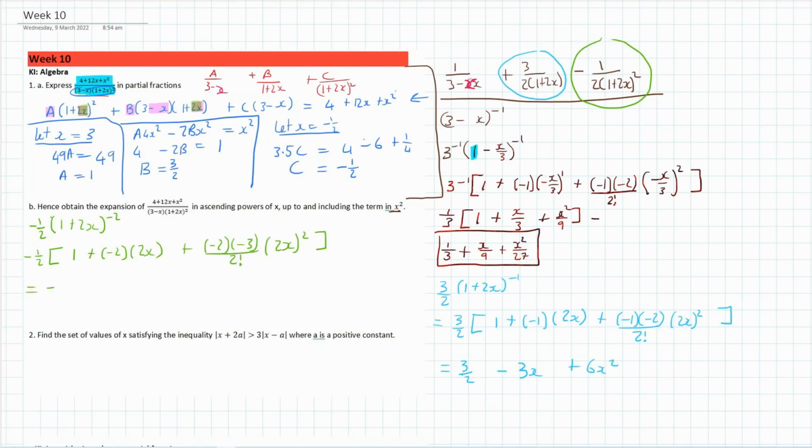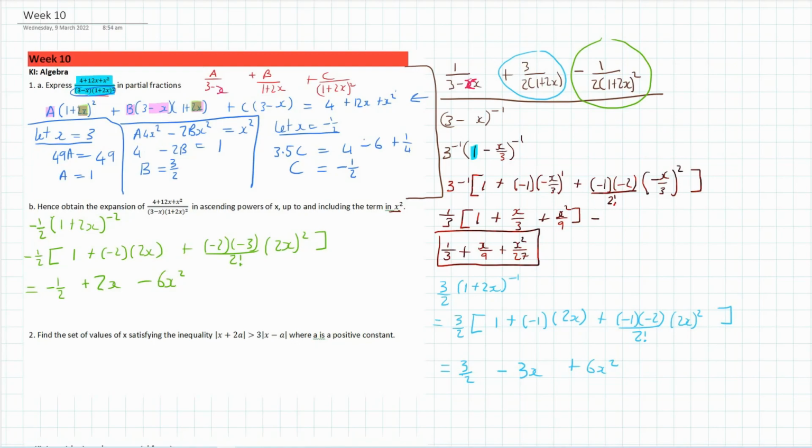Now when we expand this, we get negative 1/2 minus 4x plus, I think it becomes plus 2x. And the last one is, let's see, 3 times negative 2 is positive 6 over 2 factorial is positive 3 times 4x squared, so 12x squared times minus 1/2, so I think it's minus 6x squared. You might want to do more steps. I'm just running out of room. That's why I'm kind of cutting this back a bit.